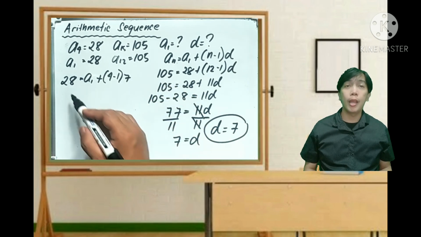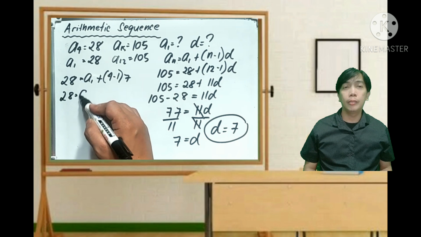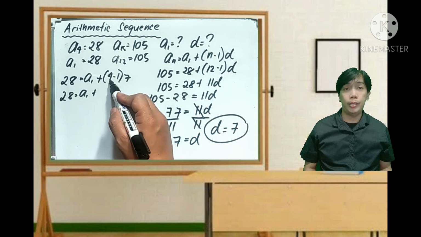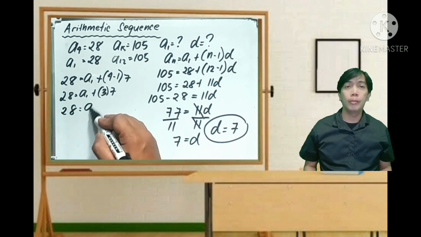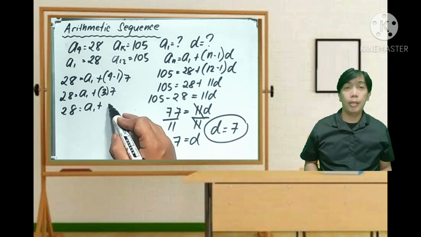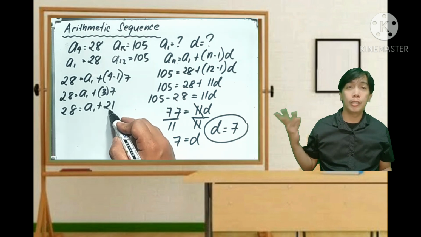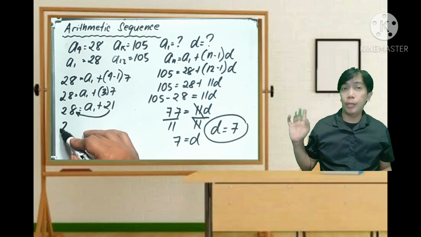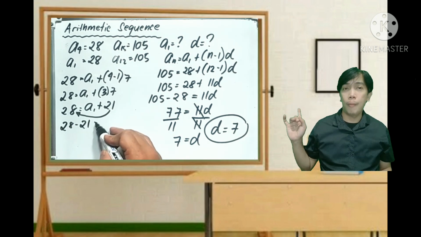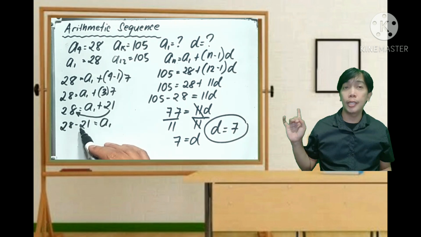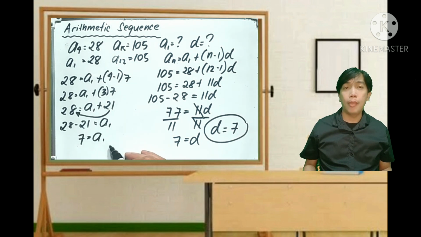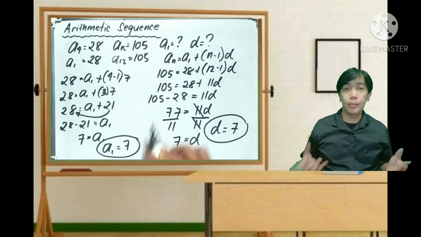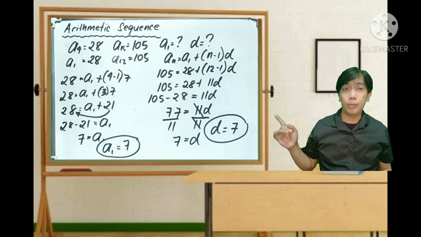Solving for this now, we have 28 is equal to a1 plus 4 minus 1, that is 3, times 7. So we have 28 is equal to a1 plus 3 times 7, which is 21. Transposing 21 to the left side, 28 minus 21 is equal to a sub 1. So we have 28 minus 21, the answer of which is 7, and that is our a1. So our first term is equal to 7. So we have already here the first term, and we have the common difference.